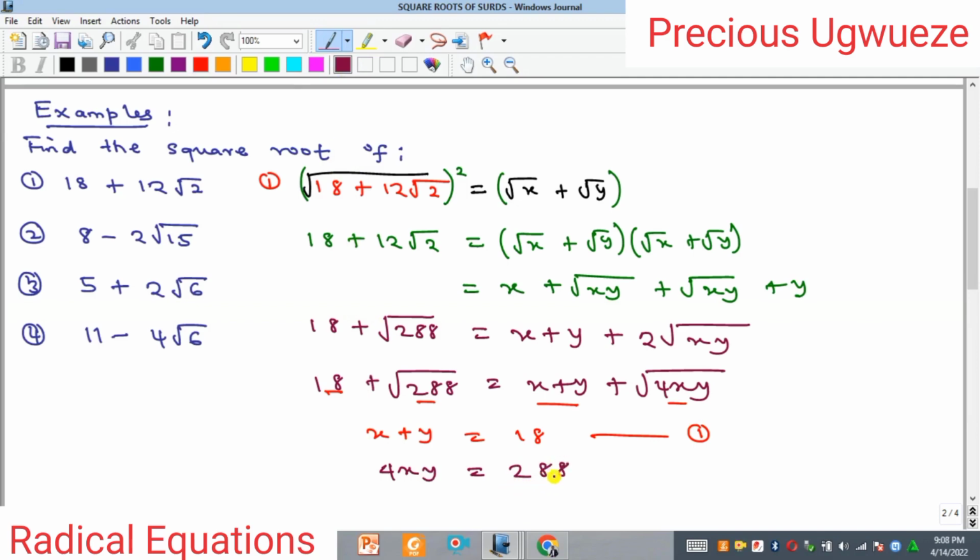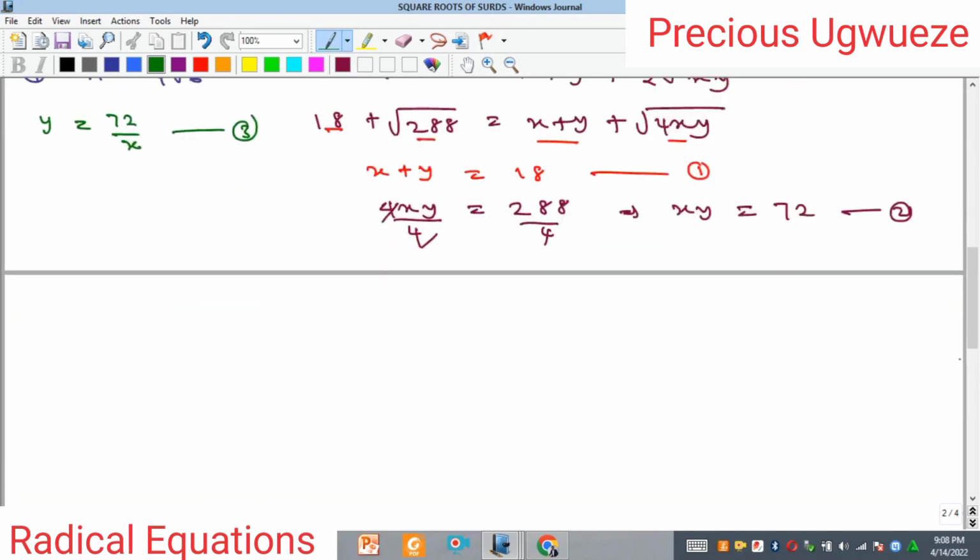I will not call this equation 2 because we can simplify it. If I divide through by 4, I get that xy alone is equal to 72. I can then call this my equation 2. From equation 2, I can do some further breakdown. I can say let y be equal to 72 over x. That is, I want to eliminate y when substituting into equation 1, and I can call this equation 3.